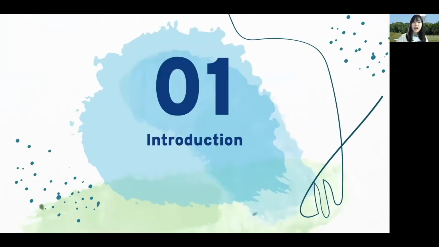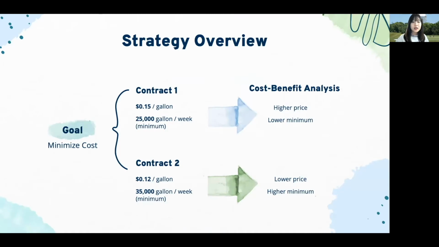We are currently hired by XYZ Corporate to determine the best decision for placing a new contract for the water supply of Building T. Our client currently has two candidates for the water supply. One has the higher price per gallon and the lower minimum order quantity. Another one has the lower price per gallon, however, requires higher minimum order quantity.